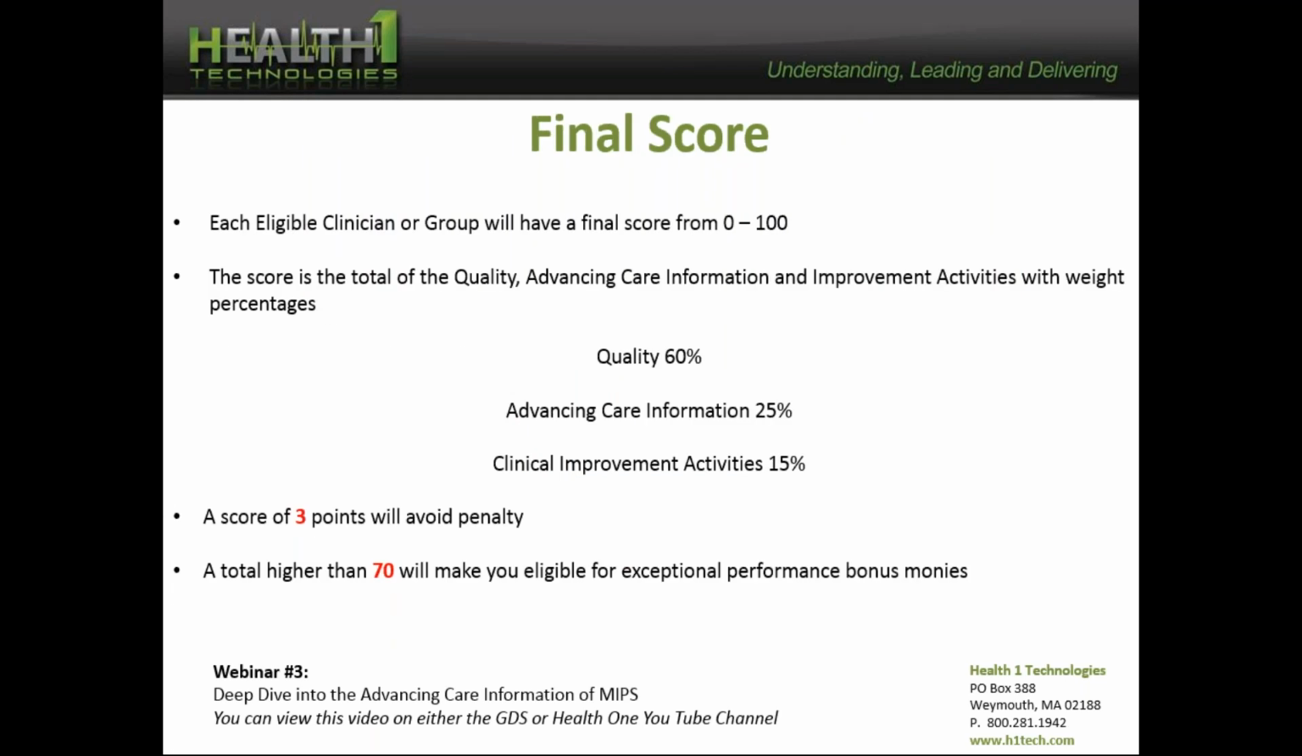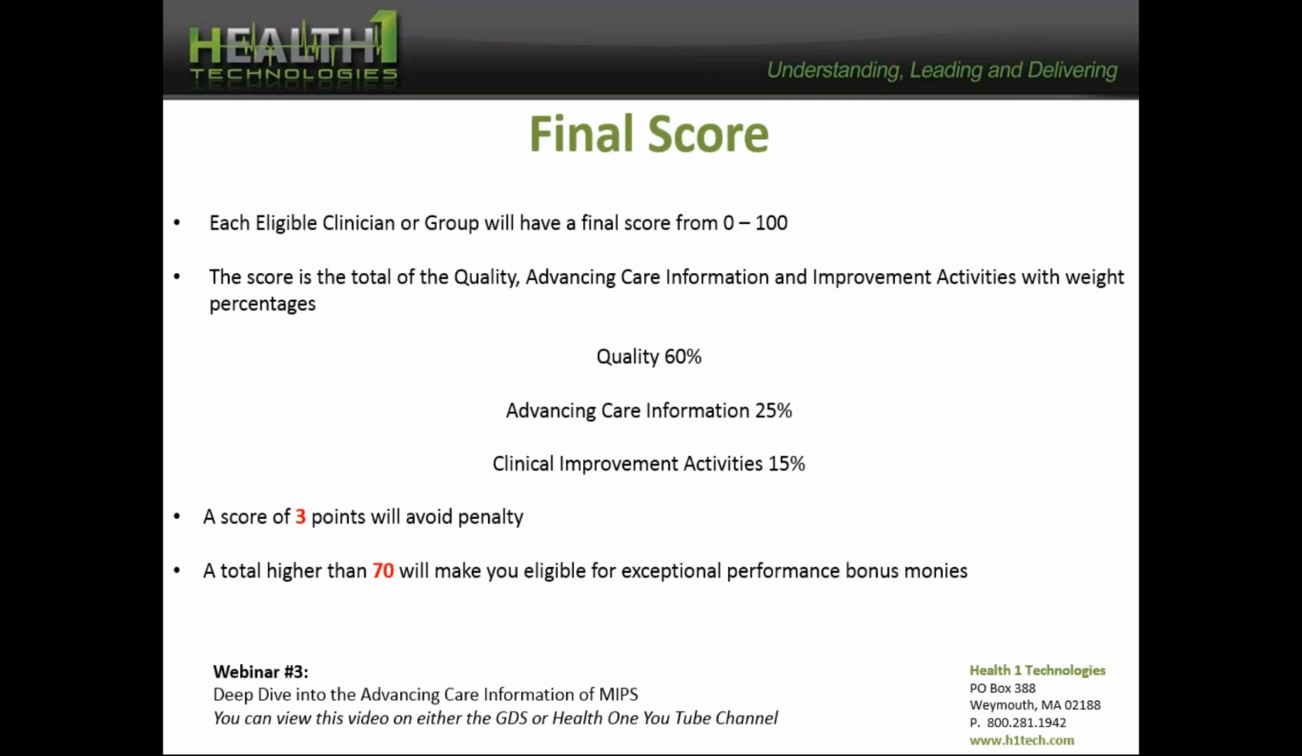And just one last thing is just pulling this all together to your final score. So again, every eligible clinician or group gets a score from 0 to 100. The score is based on the 3 components of quality, advancing care, and clinical improvement activities. So we combine all those together and you get your total score. A score of 3 points avoids a penalty in 2017. I think that's an important thing to know. If you're just trying to avoid a penalty, we don't have to do a whole lot.